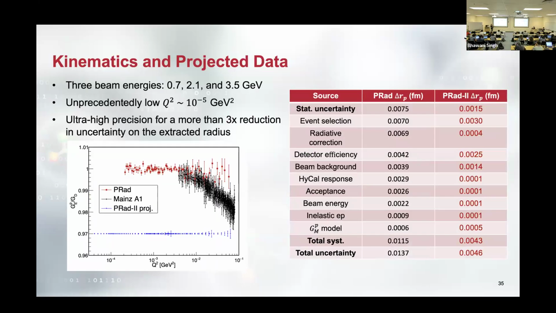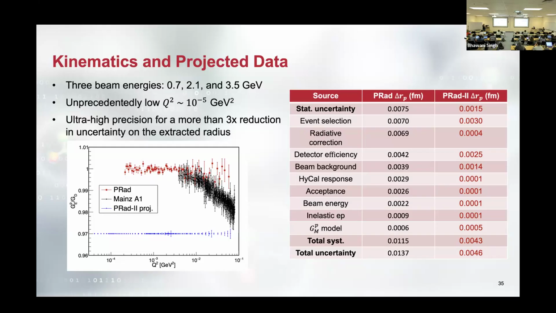And so all of this is what we're doing right now. We have 3 beam energies: 0.7, 2.1, and 3.5, revised the 2.1 to 2.2. These are old slides that I copy pasted for today. We did 0.7 and 3.5 already. We are down right now to rescale the machine to 2.2 so that everybody gets nominal beam energies. And we're going to get to unprecedentedly low Q squared.